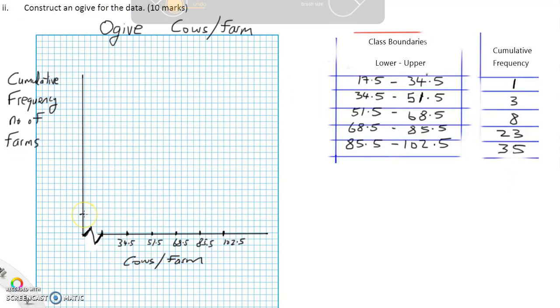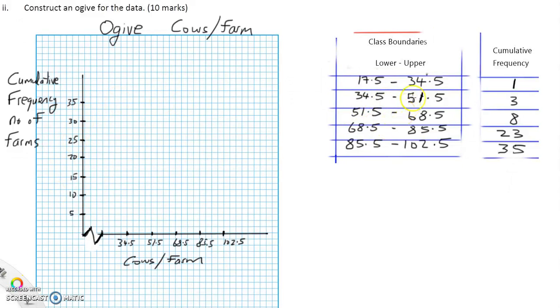Right, so 3 blocks, say 5. 6 blocks is 10. And 15, 20, 25, 30, 35. So it's going to be 5, 10, 15, 20, 25, 30, and 35. And our first data point, we're going to start with the upper class boundaries, right?